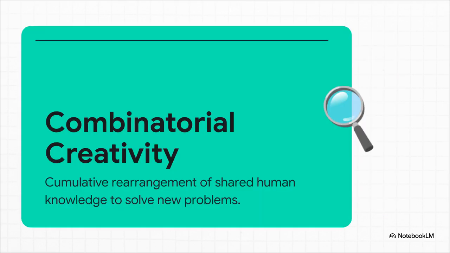So, the crucial point here is combinatorial creativity. It's defined as the deliberate, cumulative rearrangement of an existing shared database of human knowledge to solve new problems. And this permanently shatters that romantic 19th century myth of the lone genius locked in a garage, somehow creating original ideas out of an absolute vacuum. True innovation is all about twisting that shared kaleidoscope. We rely completely on the mental models built by those who came before us.